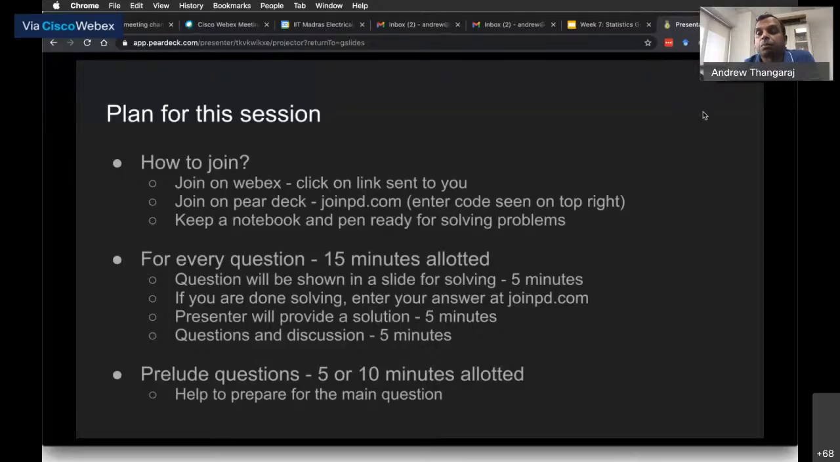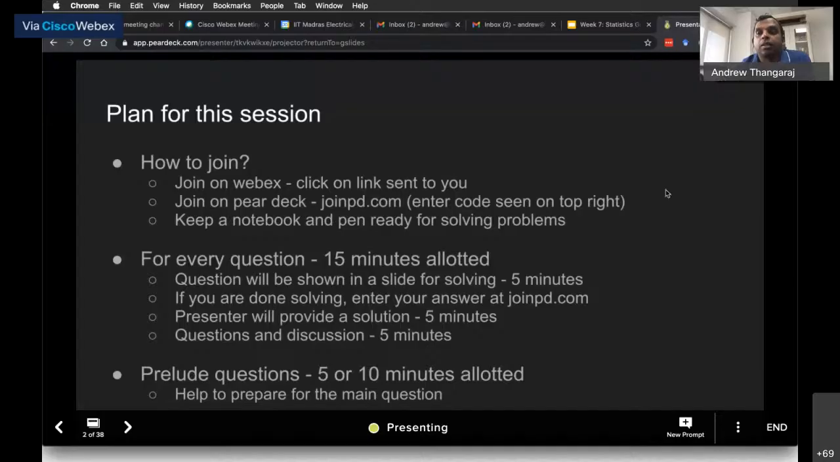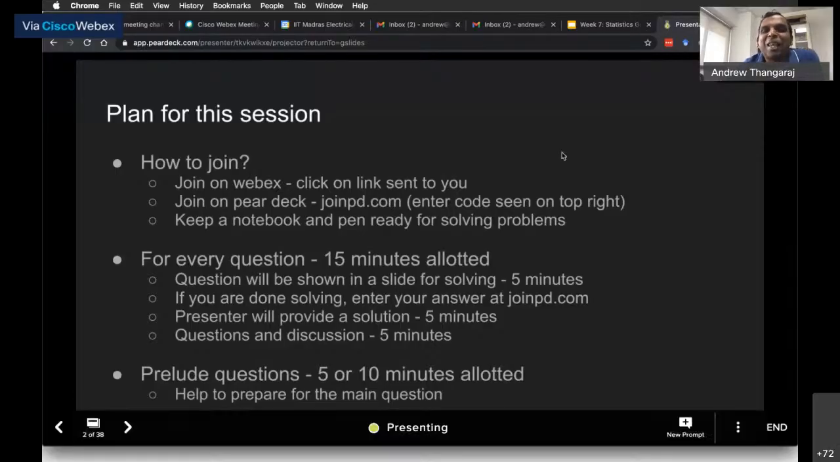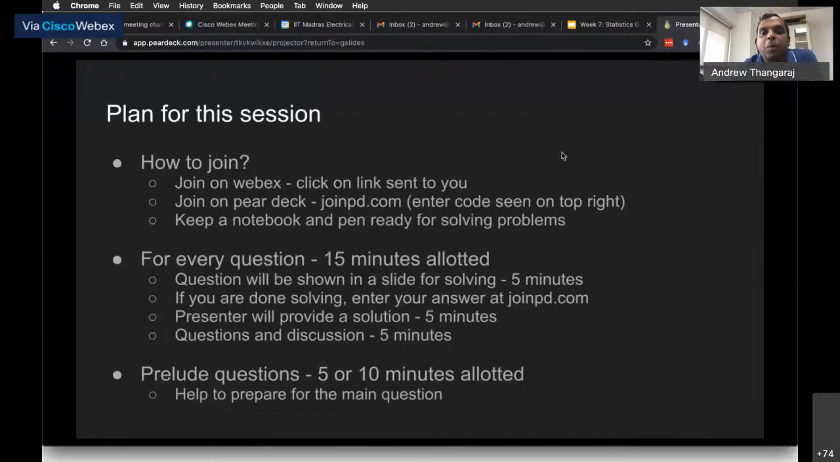Please keep your notebook and pen ready for solving. I'm getting a little distracted because I'm just trying to make sure all the windows are in place. Sorry about that. Keep your notebook and pen ready for solving problems. The moment you see a problem, I'll give you some time to solve. You can go ahead and use that time to solve.